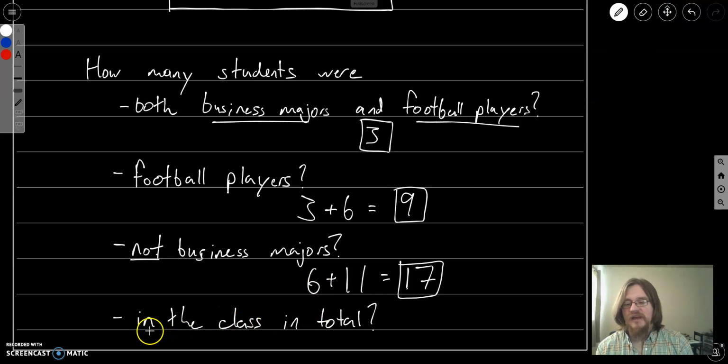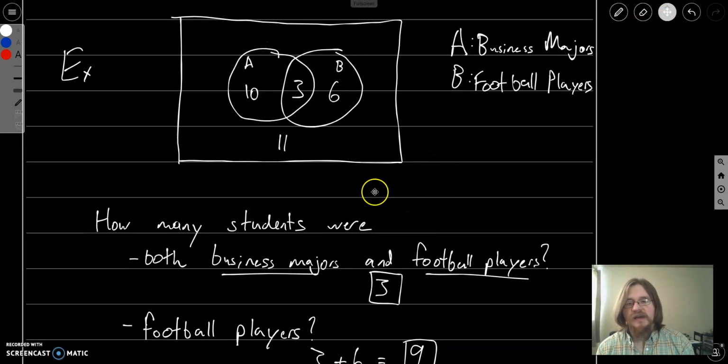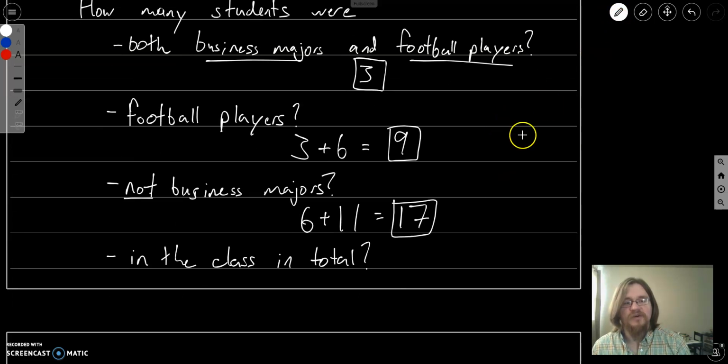And then this last question down here, how many students were in the class in total? So how big was the class itself? So all I need to do is just count how many students are in the entire class. So all 10 students that were business majors but not football players, all 3 students that were both, the 6 students that were football players but not business majors, and the 11 students that weren't business majors or football players. So that's 10 plus another 3 plus another 6 plus another 11, and that should give us 30 students.